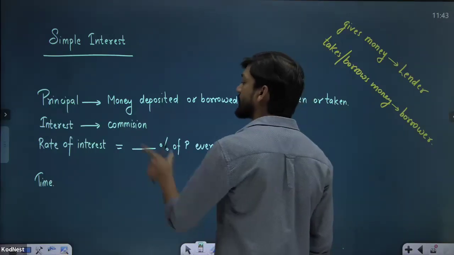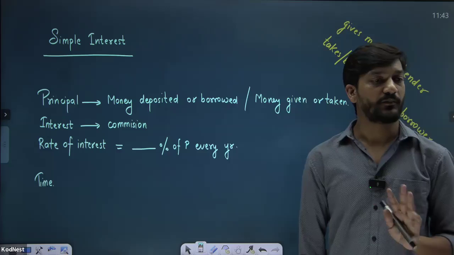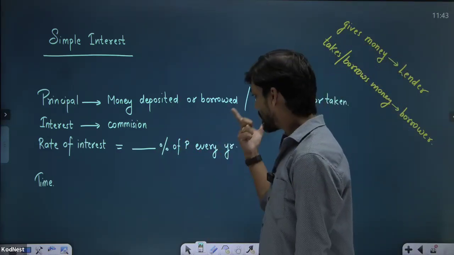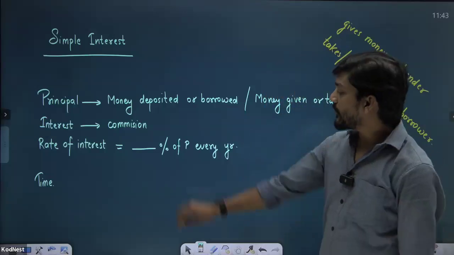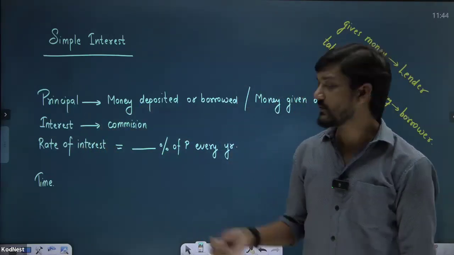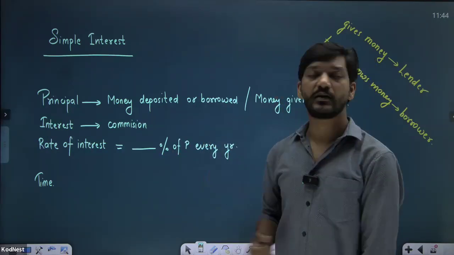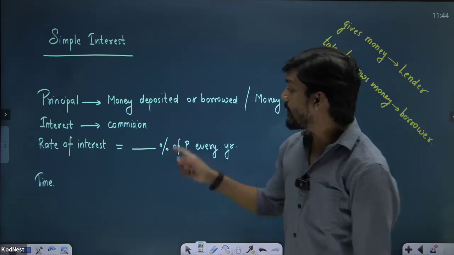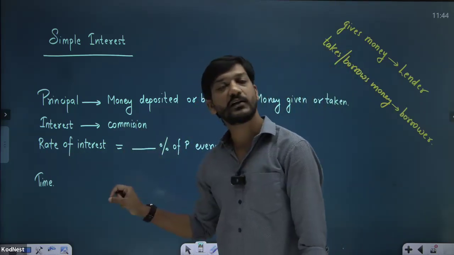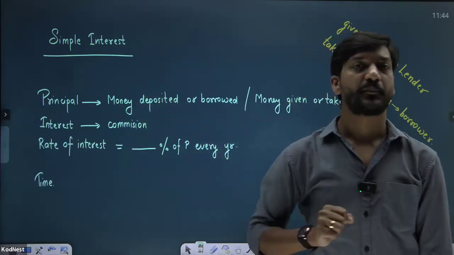I repeat, this commission is not like 100 rupees every day. No, it will be a certain percentage of principal every year. That percentage is called as rate of interest. Okay, if it is 10%, that means 10% per annum. Per annum means every year. So 10% rate of interest, that means 10% every year I will charge as interest.